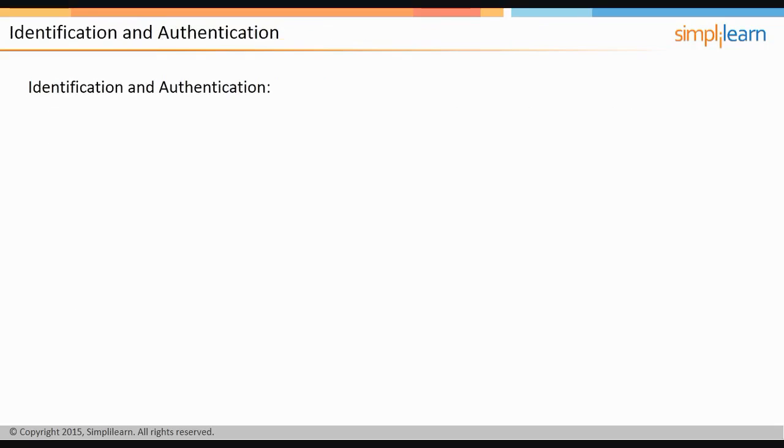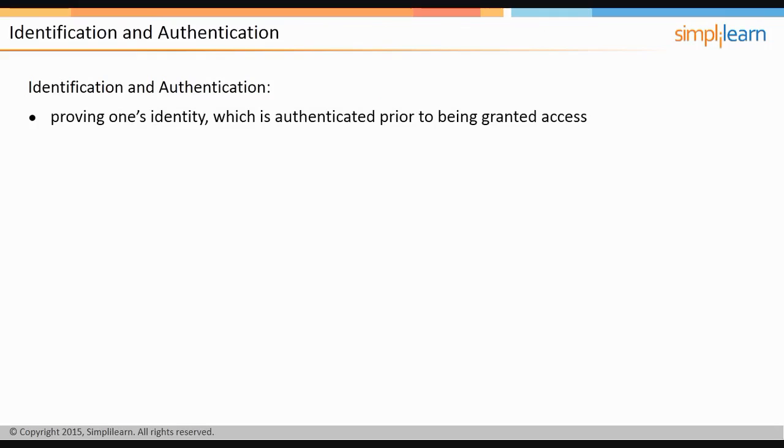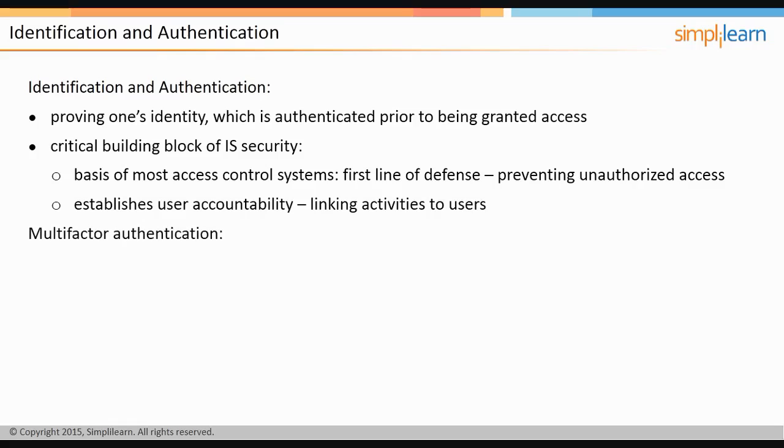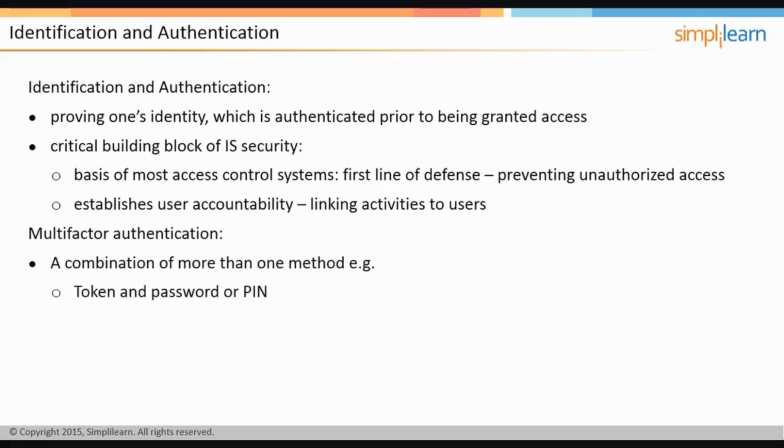Identification and authentication involves proving one's identity, which is authenticated prior to being granted access. It is a critical building block of IS security and the basis of most access control systems, the first line of defense, preventing unauthorized access. I and A also establishes user accountability, linking activities to users. Multi-factor authentication is a combination of more than one method, for example, token and password or PIN, token and biometric device. Let us continue discussing identification and authentication in the next slide.